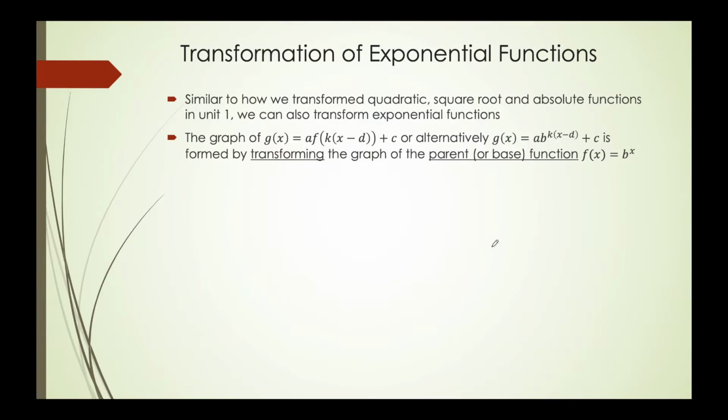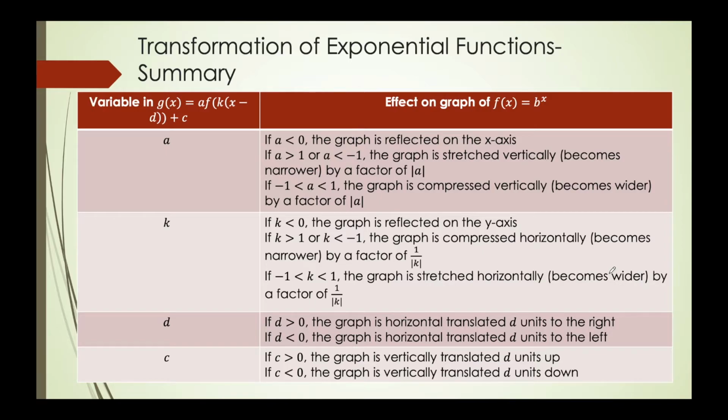Essentially, if we start adding on the a, k, d, and c variables in the exponential equation, we will start transforming our graph, the base function, which is b^x. Luckily, the variables a, k, c, and d will transform our parent function in the same way that they did for parabolas, square roots, and absolute value functions. So as long as you remember how the graph is changed by those variables, it works the exact same way here. This table summarizes the 4 variables and the effect that each has on the base function.